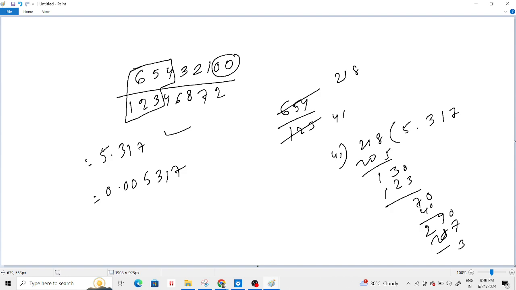Yes, there are two digits, so the point will move ahead by two digits. Let me just check. 6543210 divided by 1234 6872. Oh sorry, I need to delete this. Okay, it should be 0, not this one, 0.05317. Okay, so after the point there should be, so here I added 2 zeros.